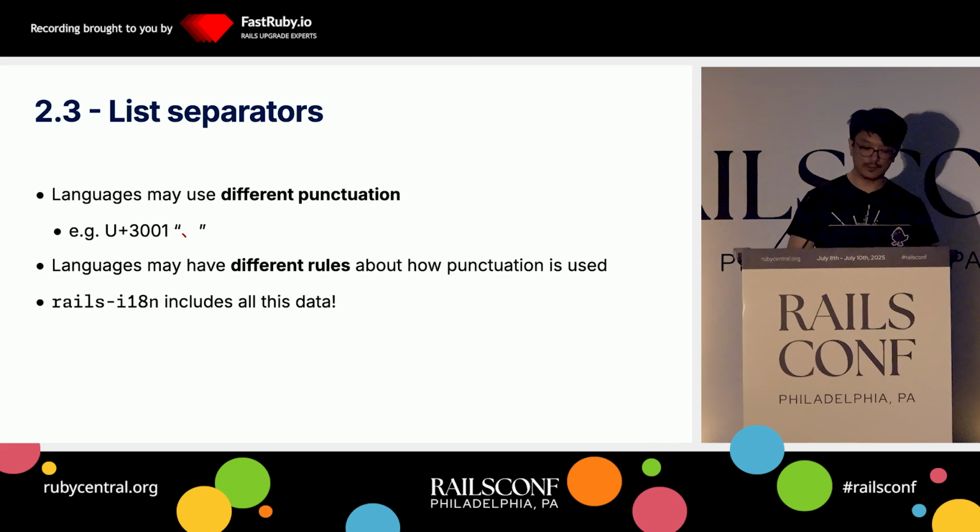Additionally, languages may have different rules about how punctuation is used, such as whether a punctuation mark is used to join two items of a list, or whether there is a special connector word that's used instead. This data is actually already loaded inside of Rails I18n, so we don't need to do anything else to bring it in. But how do we put it to work?